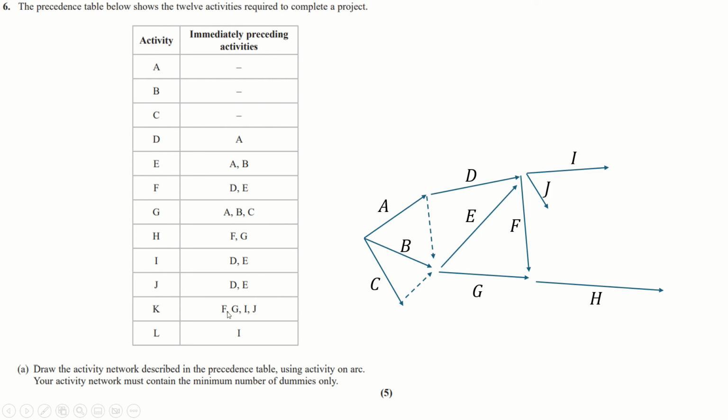K, annoyingly, needs all of them, right? K needs G, I, and J. So that needs to come out of here, but then also link up with these two. So I think I need two dummies to get me somewhere in there. And then I can say that's K coming out there.